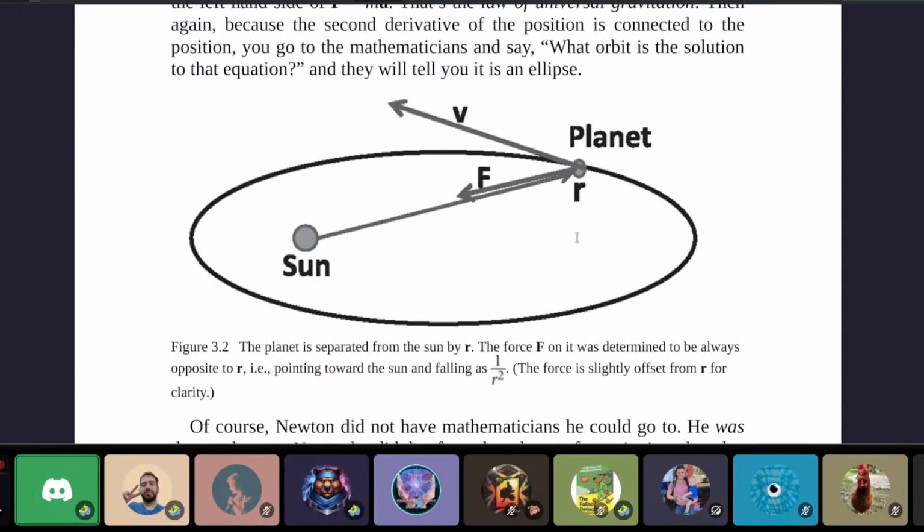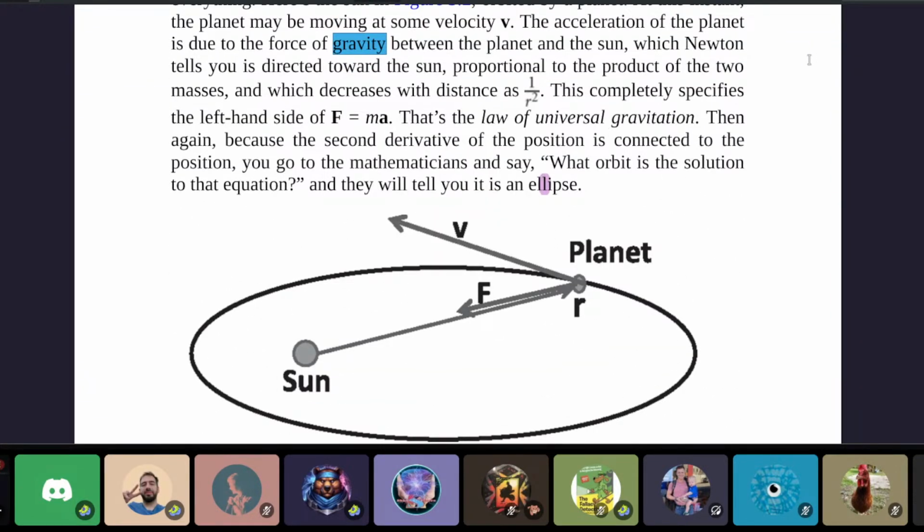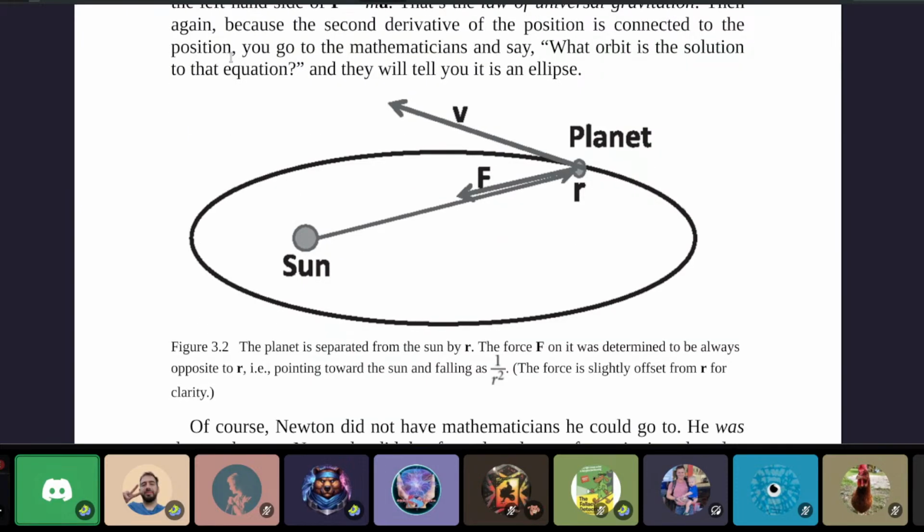So the acceleration of the planet is due to the force of gravity between the planet and the sun, which Newton tells you is directed toward the sun, proportional to the product of the two masses, and which decreases with distance as 1 over r squared. This completely specifies the left-hand side of F equals ma. That's the law of universal gravitation. Then again, because the second derivative of the position is connected to the position, you go to the mathematicians and say, what orbit is the solution to that equation? And they will tell you it is an ellipse.